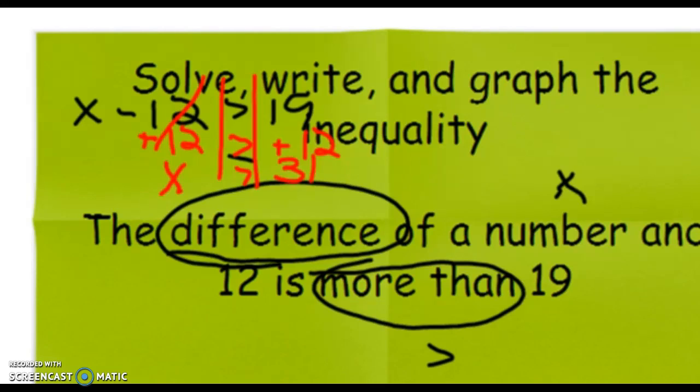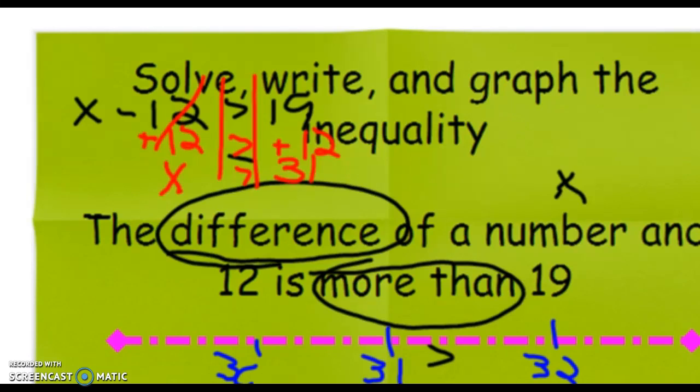Since my variable is on the left-hand side, I don't need to flip anything, so I'm just going to go ahead and graph this one. I will do pink this time. So, hold on. 31 is going to go in the middle, then 32, and then 30. And then this is going to be an open dot because it's just a greater than sign. And I'm going to go to the right-hand side.